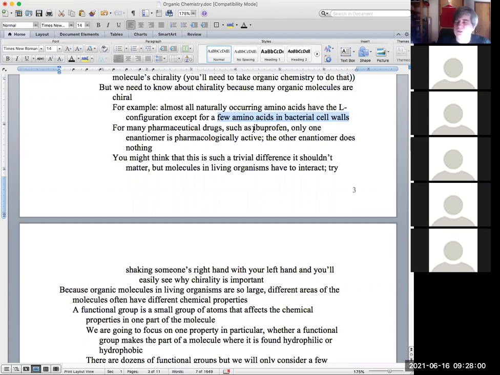There are a lot of pharmaceutical drugs. Ibuprofen is one example, where one of the enantiomers, and an enantiomer is either the right-handed molecule or the left-handed molecule. There are a lot of pharmaceutical drugs where one enantiomer is pharmacologically active. In this case, there's one version of ibuprofen that can help get rid of your pain. The other enantiomer doesn't do anything. Now, in some cases, one enantiomer is useful and the other one, as I mentioned, is actually harmful. It's a type of poison.